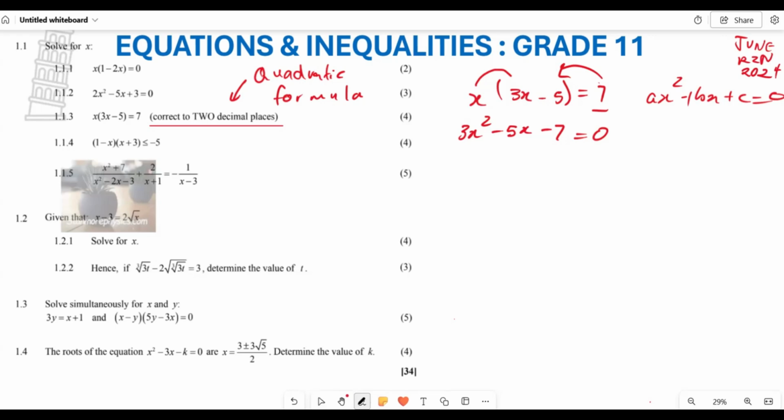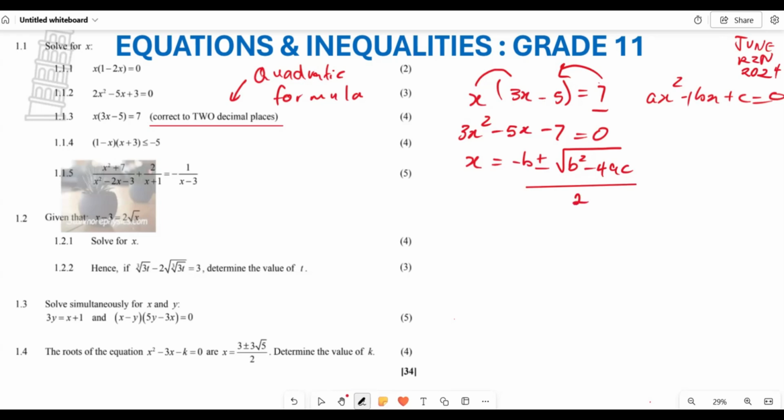So now we are going to write our quadratic formula. Remember our quadratic formula is given by x is equal to negative b plus or minus the square root of b squared subtract 4ac, and everything in here is divided by 2a altogether, right?